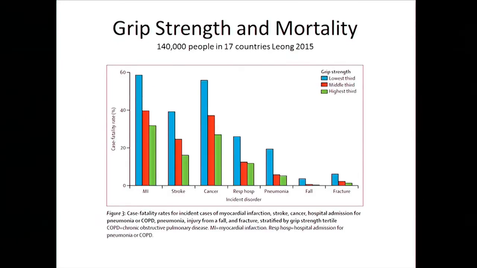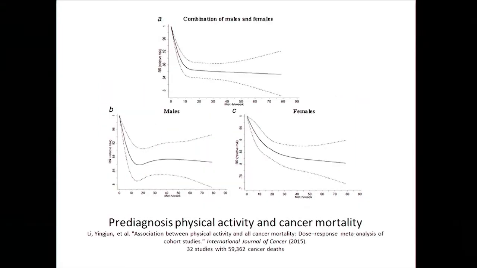So grip strength, again, it corresponds to if you are strong, if you're in the lowest third, you're less likely to die from heart attack, stroke, cancer, a number of things. If you look here at pre-diagnosis physical activity and cancer mortality, if your pre-diagnosis is about 10 to 15 METs per week, that's 3 hours of vigorous walking or 1 hour of really vigorous cross-country skiing, you are less likely to die if you develop cancer. Muscle is important.